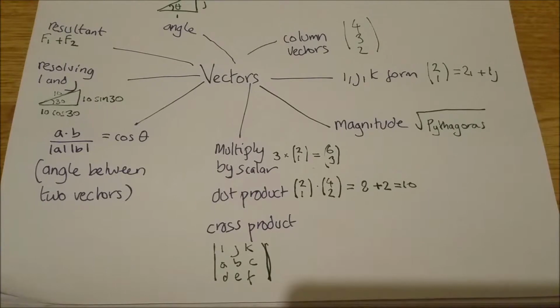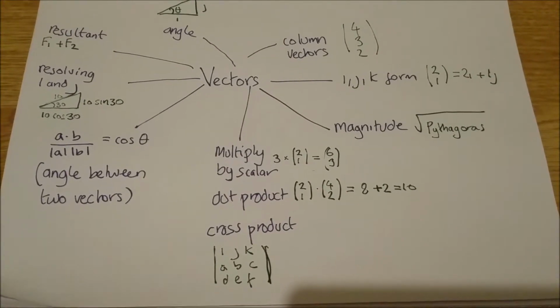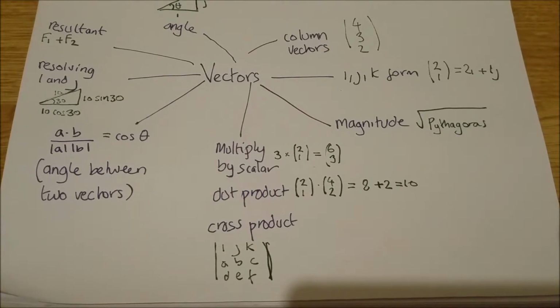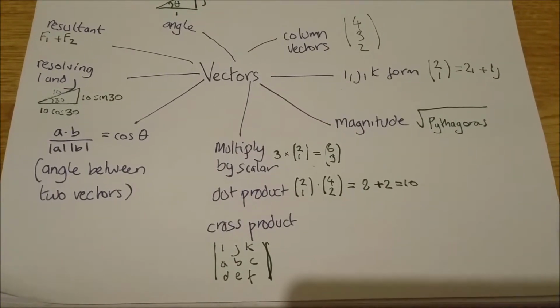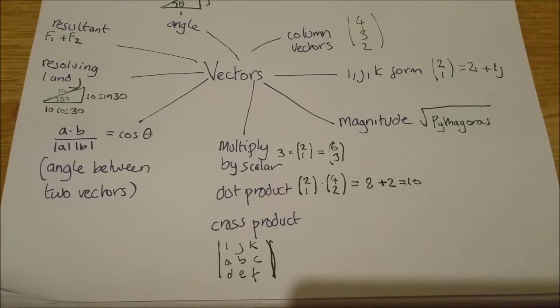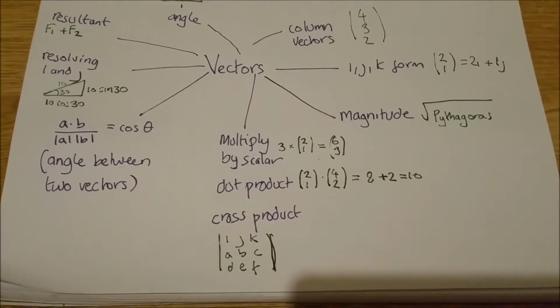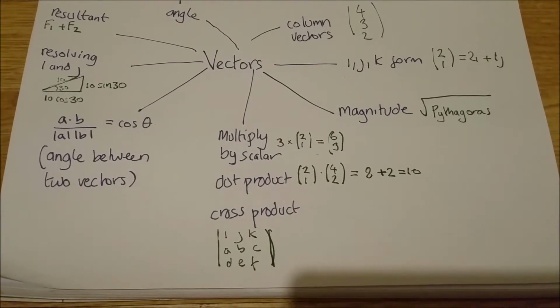The dot product's slightly more interesting, and I'll use it for something later on, so I'm going to give it to you now. You multiply the two top numbers, then multiply the next two numbers, and then you add them together. So 2, 4, 8, 2: 2 times 4 is 8, 1 times 2 is 2, 8 add 2 is 10. So you notice the dot product doesn't give you another vector, it just gives you a number.